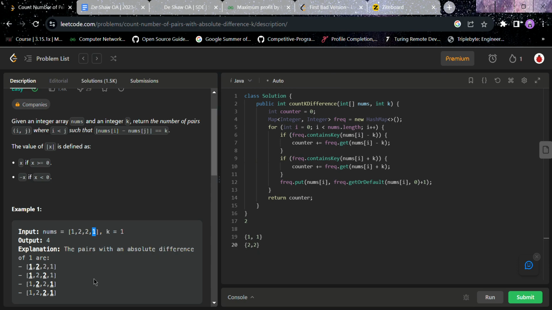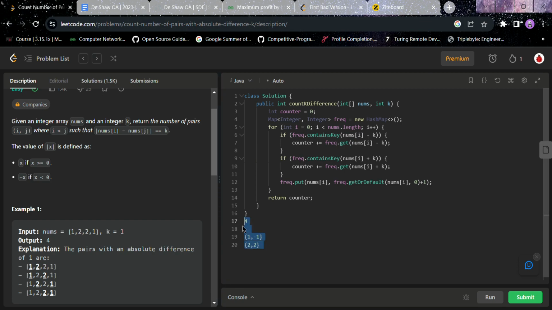Now i goes here. Now we'll check 1 plus 1 is 2, so 2 is present there, and its frequency is 2, so add 2, and it will be 4. Now 1 minus 1 is 0. Is 0 present? No, 0 is not present, so our final value is 4.